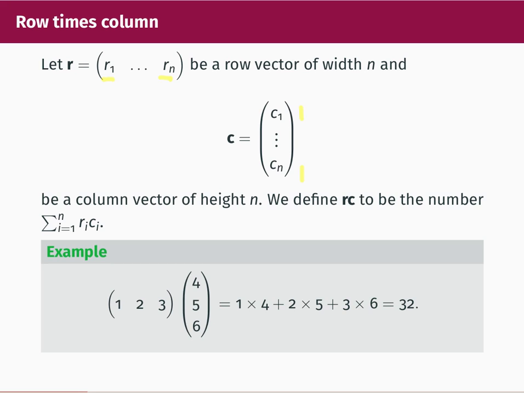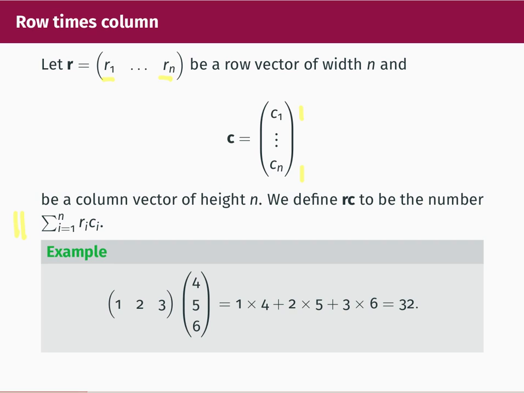In that case, we define the product r times c to be the number that you get by multiplying r1 times c1 and then r2 times c2 and so on, and then adding up the results. So in sigma notation, that will be the sum from i equals 1 to n of ri times ci.